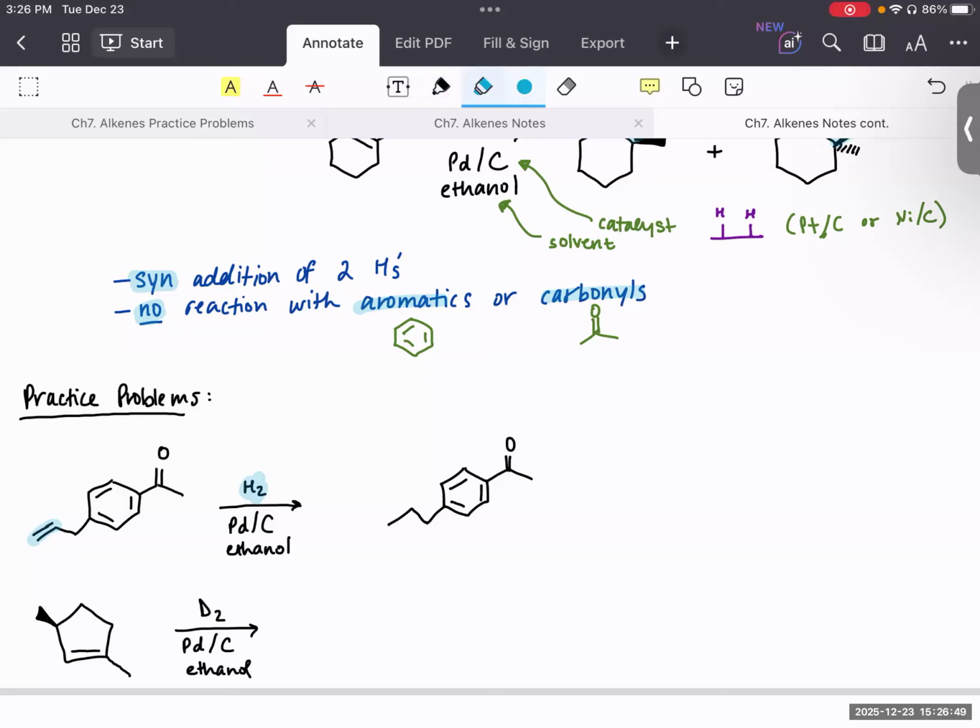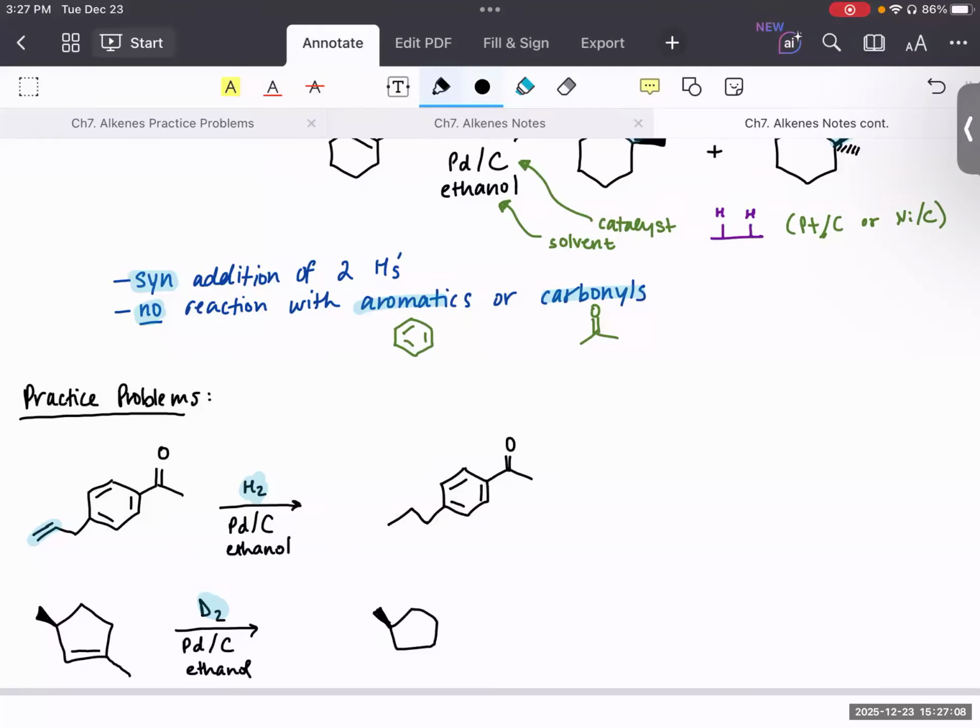All right, for this next one, we have deuterium that we're adding. So we have to make sure that we draw in those deuteriums since they're not hydrogens. In skeletal representation, only hydrogens are implied. And so you have to draw in those deuteriums to make sure that you get this correct. And so we're going to keep the structure the exact same.